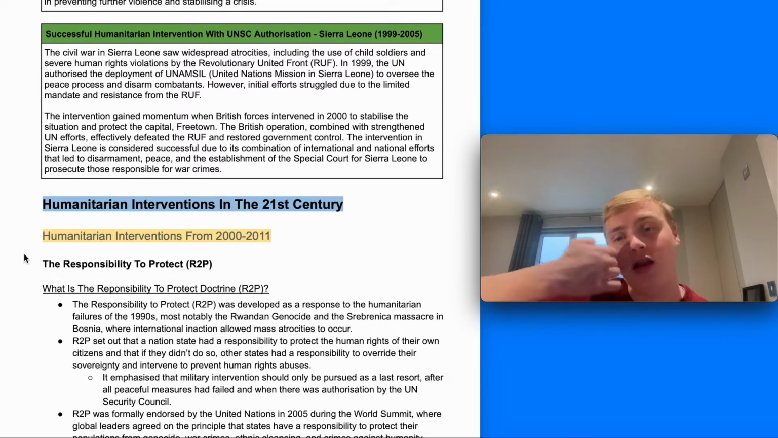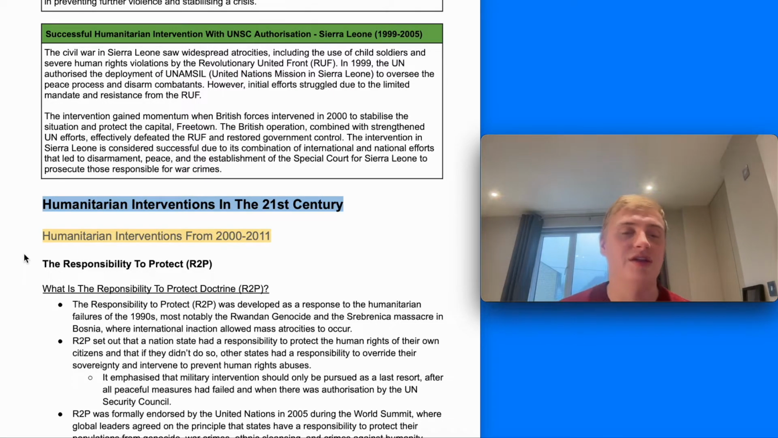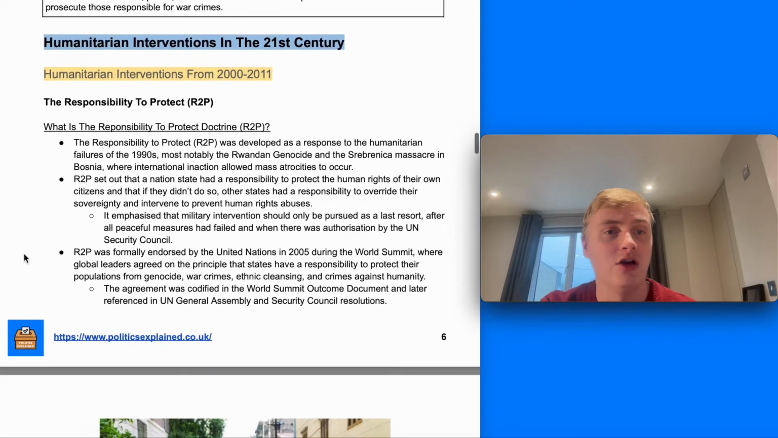So yeah, as I said, a large number of case studies. I've read all of the interventions in the period, some with UN authorization, some without UN authorization. But yeah, you can use some of those in your essays as examples, and it's useful just to have that context of the picture as well.